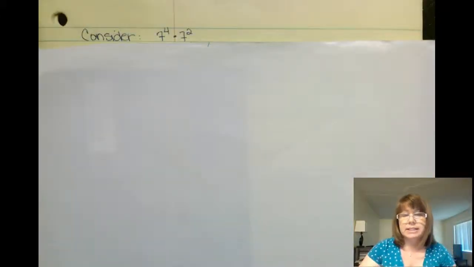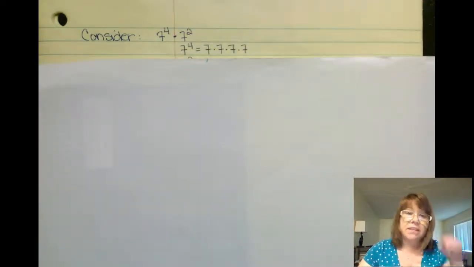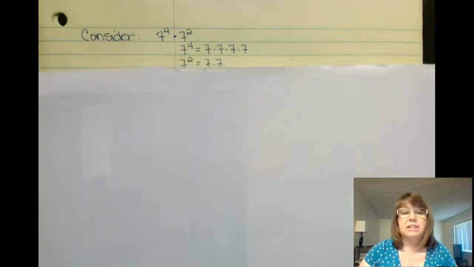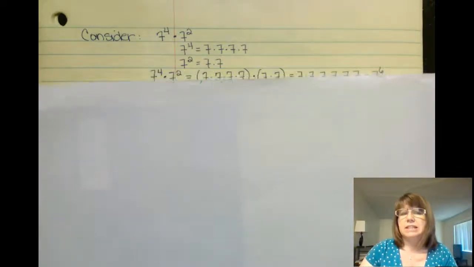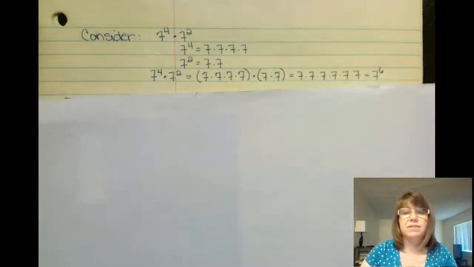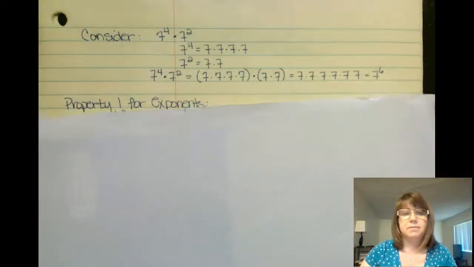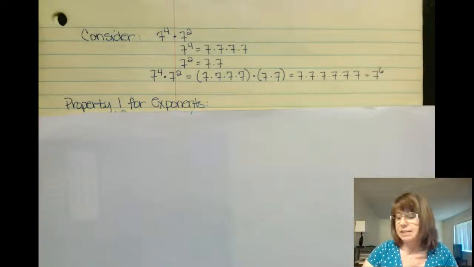Now consider 7 to the 4th times 7 squared. Well, 7 to the 4th is 7 times 7 times 7 times 7. And 7 squared is 7 times 7. So isn't 7 to the 4th times 7 squared, the first one, 7 times 7 times 7 times 7, times 7 times 7. So isn't that a total of 7 times 7, 6 times, which is 7 to the 6th. Okay. So that leads us to our first property of exponents.